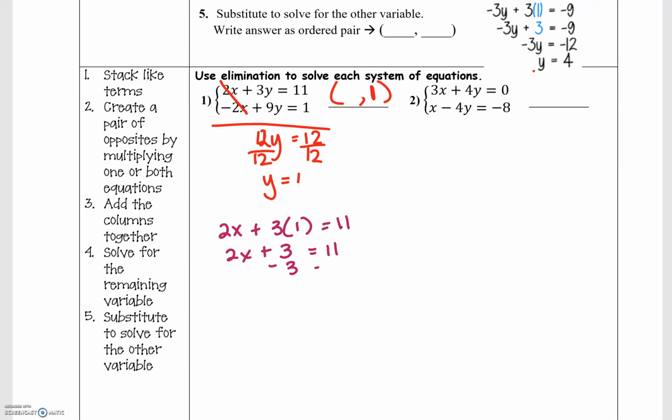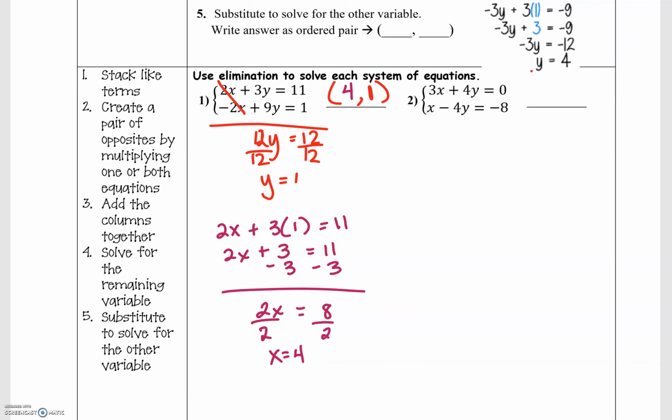And now I'm going to subtract that from both sides. 2x is equal to 8. And then we're going to divide both sides. And that is going to give me x is 4. So 4, 1 is my answer. If you want to try the next one, you can.